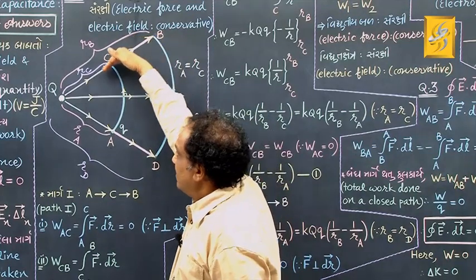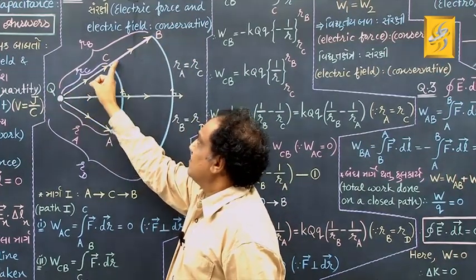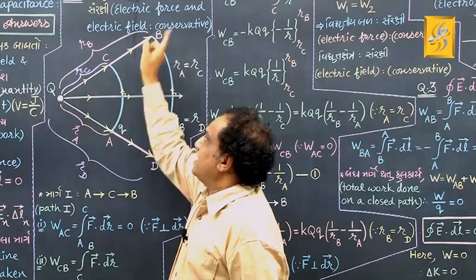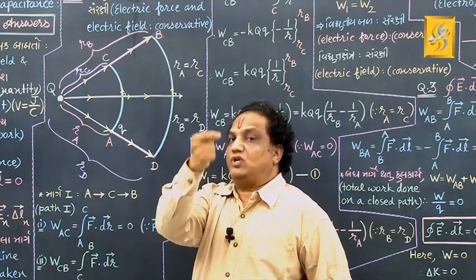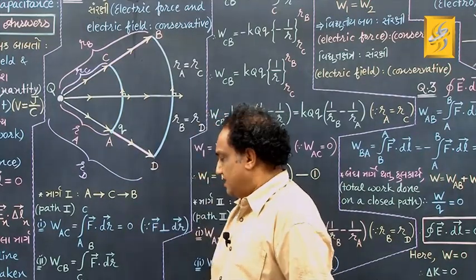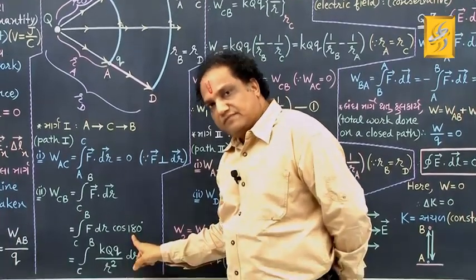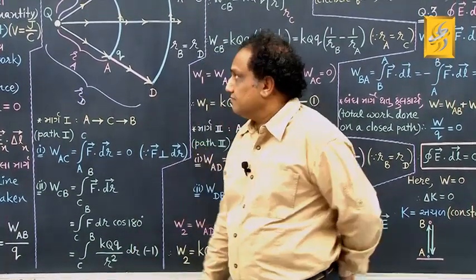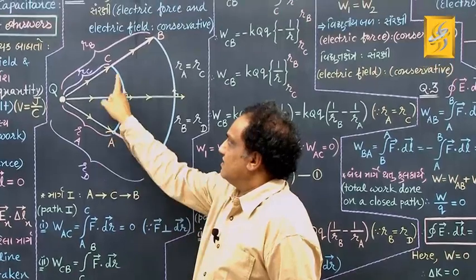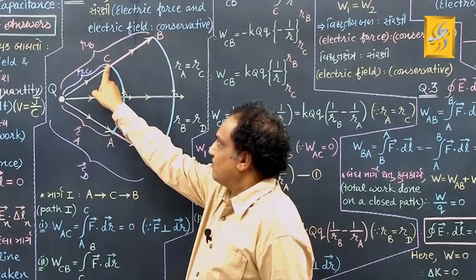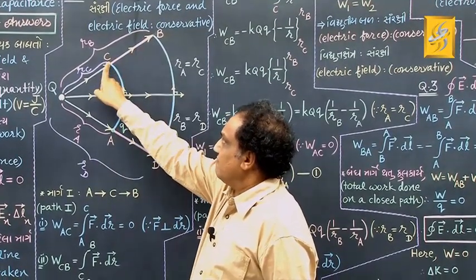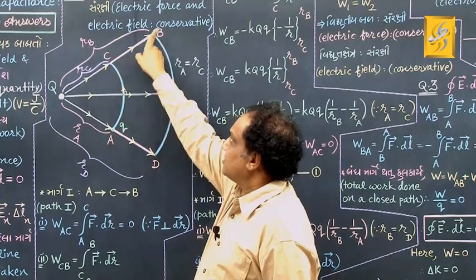External force is this way, displacement is this way, both are opposite, and you know the angle between two vectors in opposite directions is 180 degrees, correct? I repeat, when you bring this test charge here and then move it from C to B, the displacement will be from C to B in this direction.